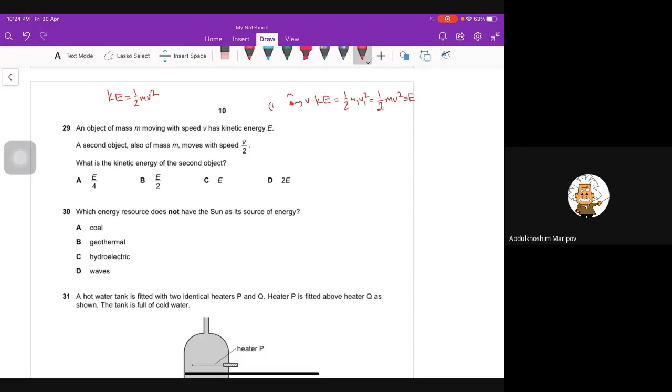Second object, it's also m, but it's going slower, so v over 2.